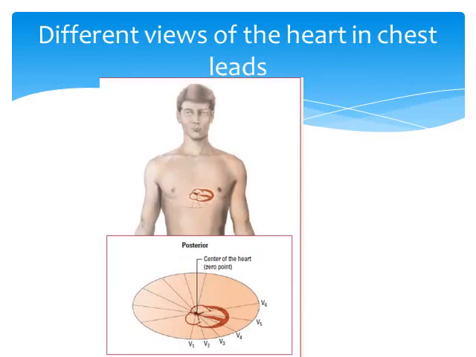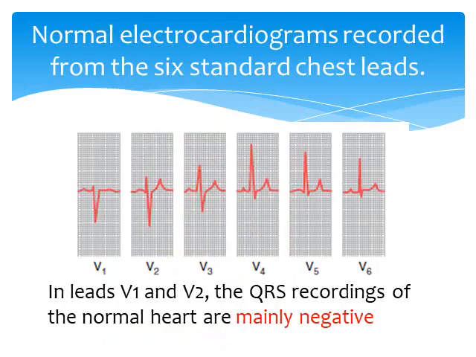So these are the different views of the heart in chest leads. Here V1 and V2 record impulses from the atrium and the right ventricle, V3 and V4 from the interventricular septum, and V5 and V6 from the left ventricle. So these are the normal electrocardiograms recorded from the 6 standard chest leads.